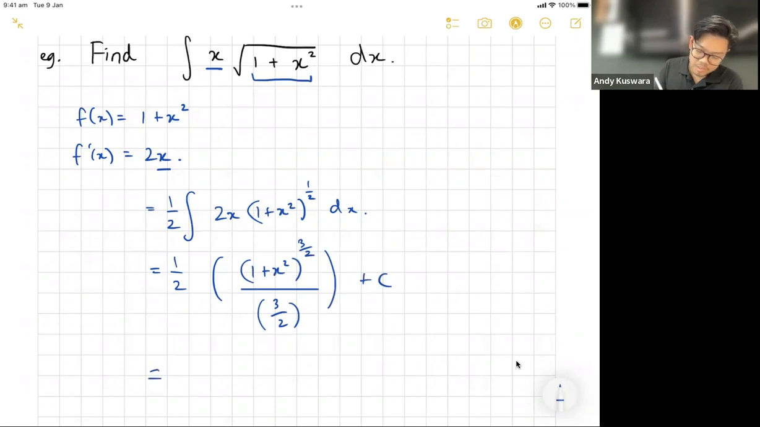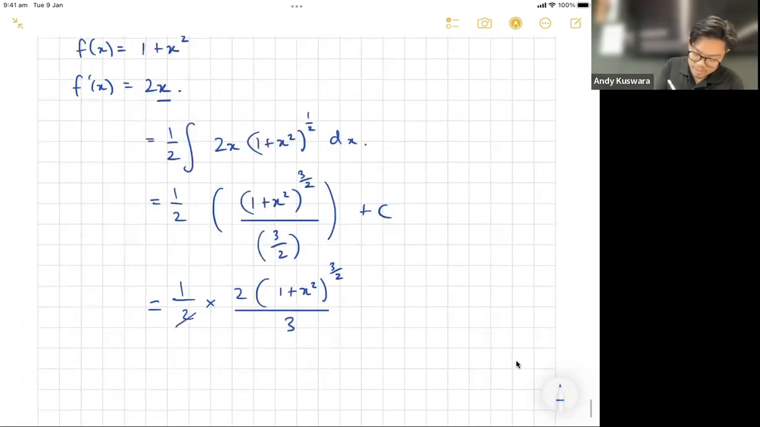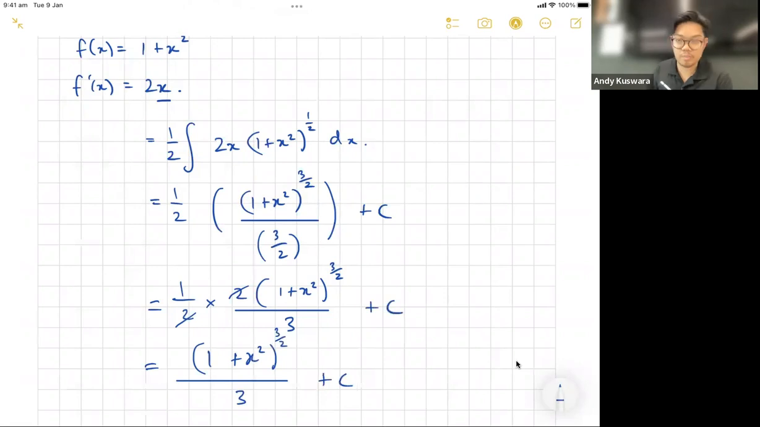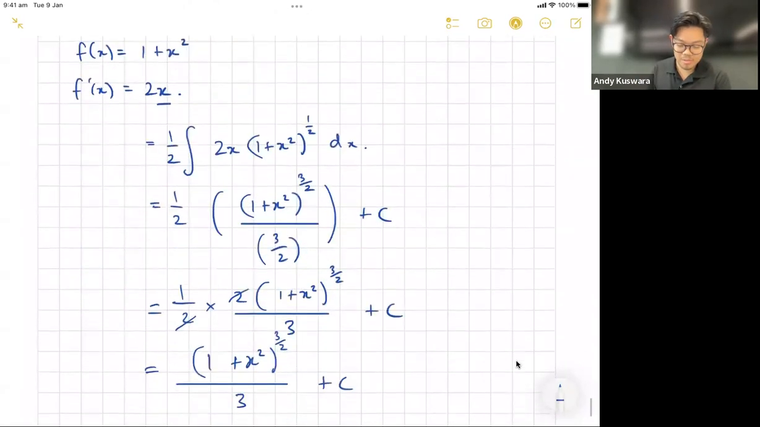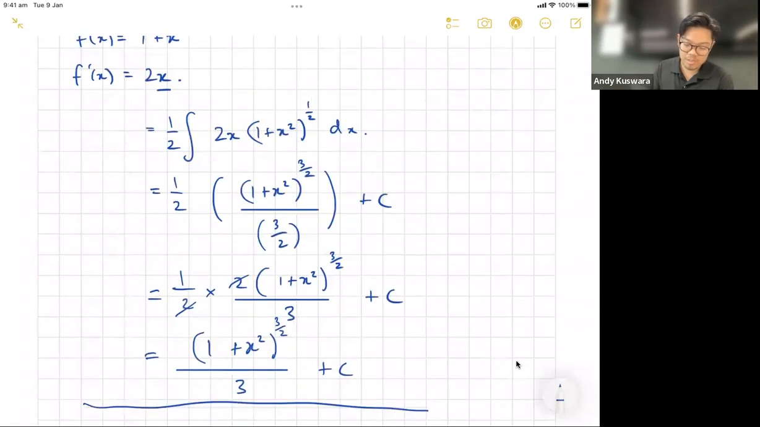And again, all I'm doing here is just rearranging. I know that that 2 is going to jump out the top, so it's going to be a half times 2, bracket 1 plus x squared to the 3 on 2, all over 3. And that's nice because that will cancel out, and it's going to leave me with (1 plus x squared) to the power of 3 on 2 all over 3, plus c. Don't forget your plus c's, guys. Don't forget your plus c, kids. Vitamin C. And so that would be how we use the reverse chain rule.